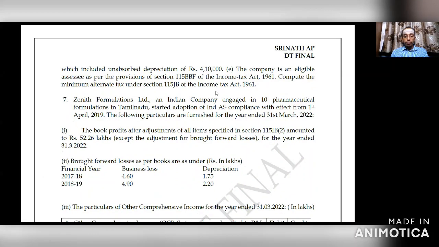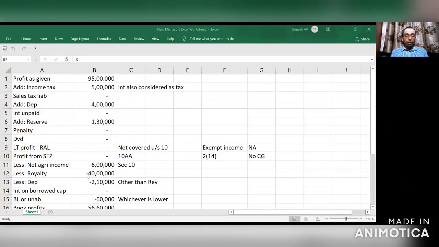Let's go ahead. Let me know if at all you are not able to see the Excel. So we are all able to see the Excel.